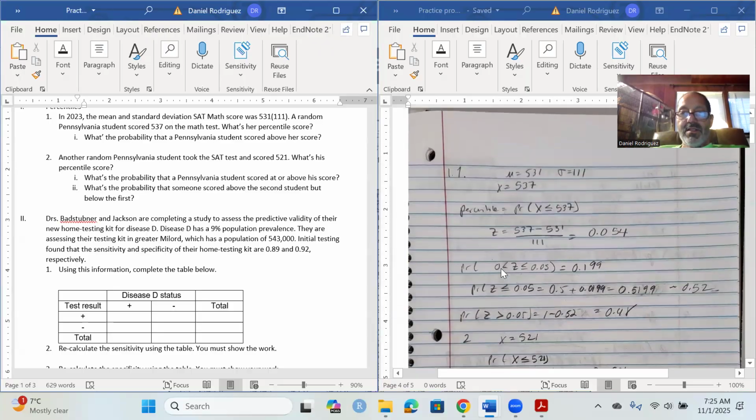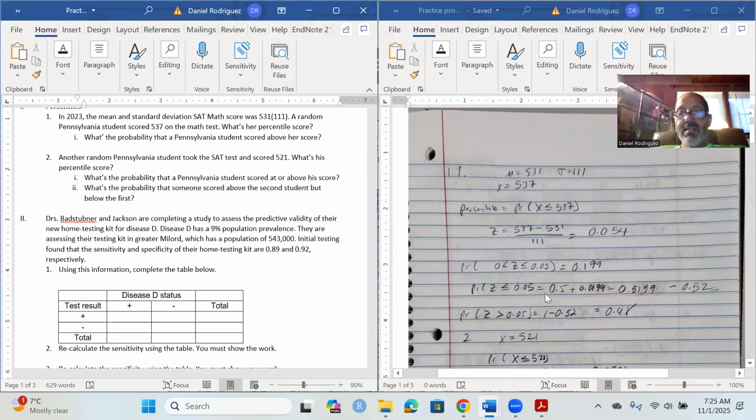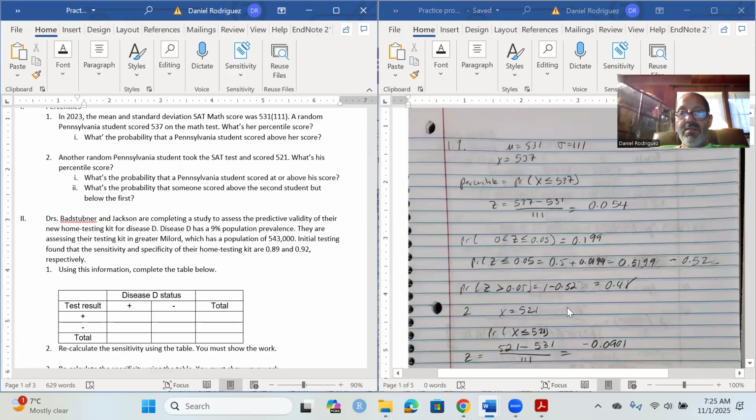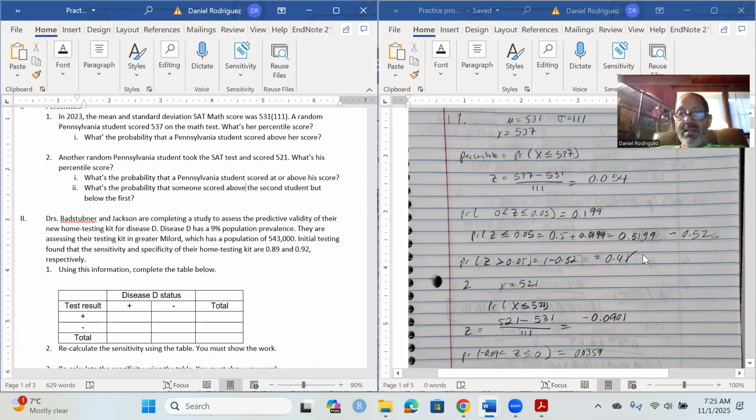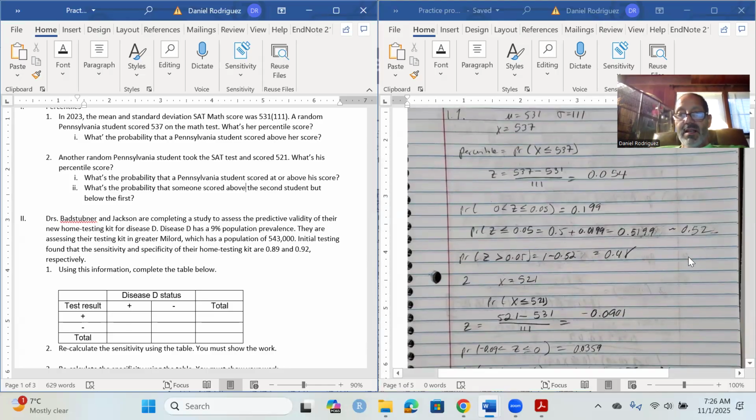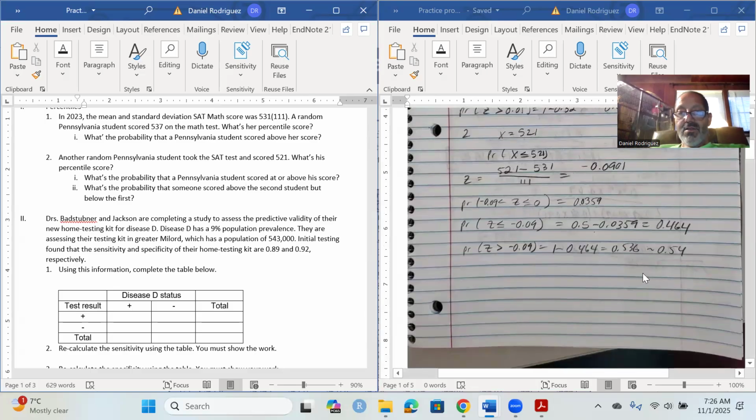So the probability of being between those two scores, basically what you need to find is the probability of being less than or equal to the first, or the higher one, right? The higher one was this individual, because this individual scored 537, so she scored higher than the second individual. So the probability of being less than or equal to her score was 52%, right? We calculated that. And the probability of being less than or equal to the other person's score was 46%.